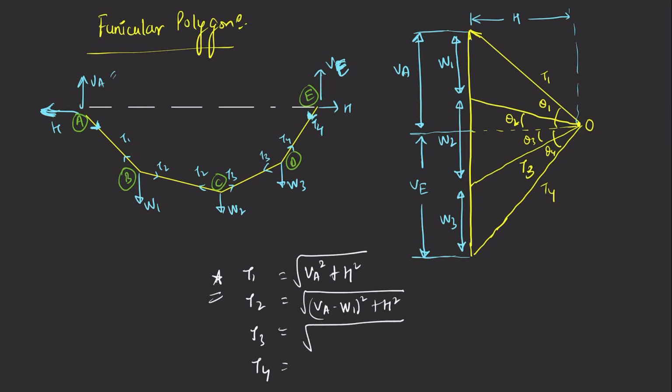Similarly T3 you can calculate, that is square root of (VE minus W3) square plus H square, and T4 that is square root of VE square plus H square. Isn't it simple, right? So let's just quickly apply this concept over our question. So we found the value of VE is equal to 12 kilonewton and HE is equal to 8 kilonewton, right?